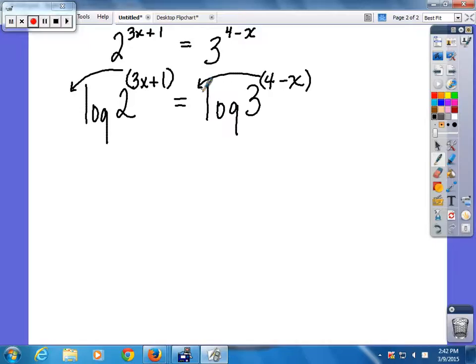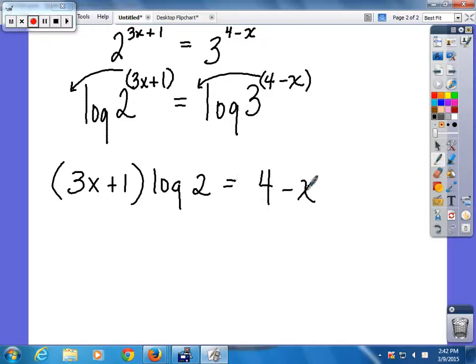So, using your power rule, 3x plus 1 times the natural log of 2 is equal to 4 minus x times the natural log of 3. Now, I'm not going to write it like that. I'm going to write it like this.